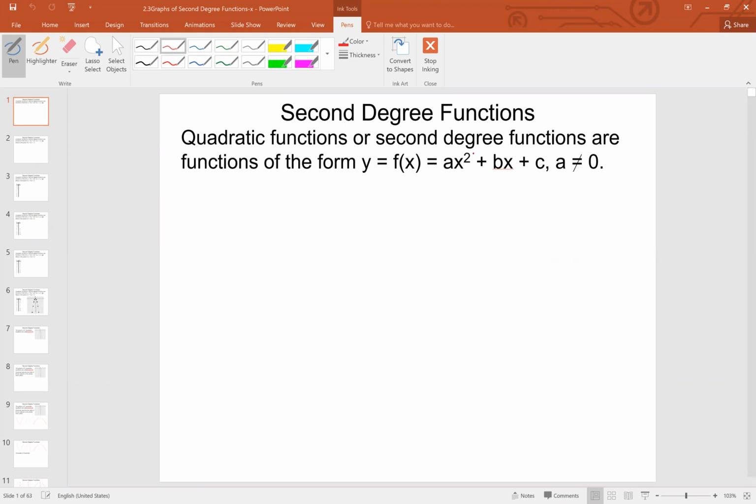This is the section about the graph of second degree equations. Second degree, of course, refers to x squared. Let's start out with a typical one, y equals minus x squared. Let's plot that.